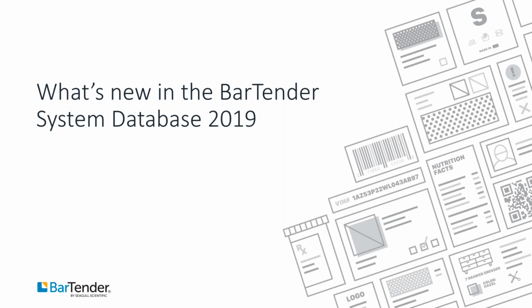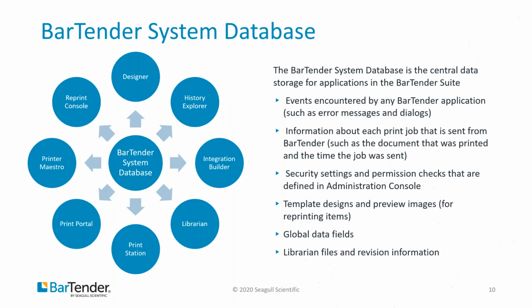Thanks, Michael. So we'll begin with what's new in the BarTender System Database and also what the system database actually is, just in case you're new to it. The BarTender System Database is the central data storage for applications in the BarTender suite, and its use has significantly grown in the last few versions of BarTender. The BarTender System Database allows you to store and review events occurring in your BarTender environment, such as warning and error messages, information on each print job, including print driver version, data that printed, an image of the label that printed. In addition to that, you can also reprint previously printed jobs.